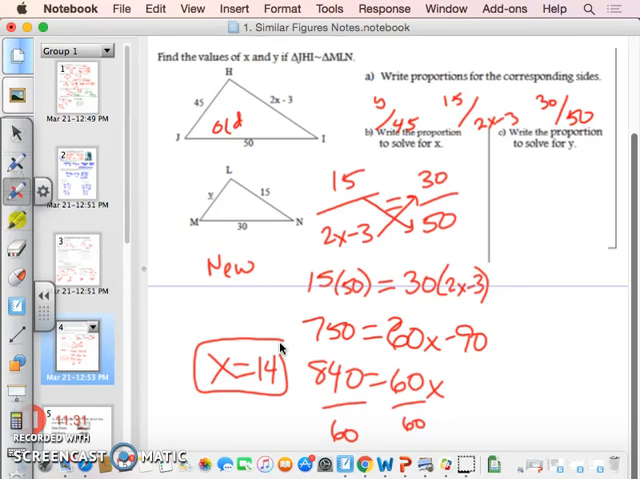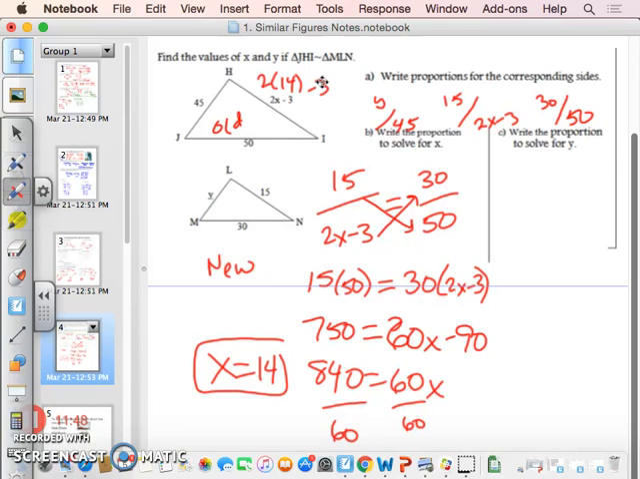Now I know what this side length is. I just simply do 2 times 14 minus 3. And I know that that side length is 28 minus 3, which is 25.